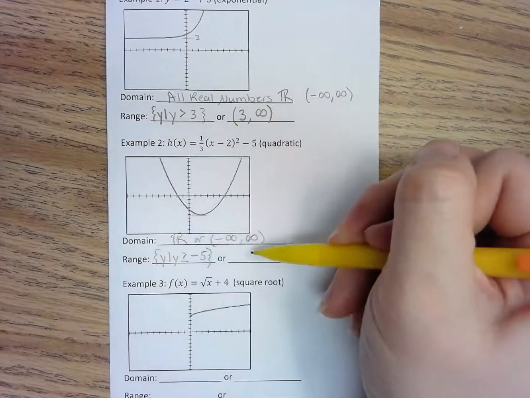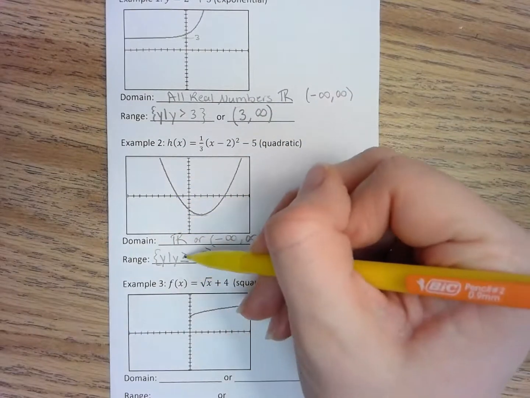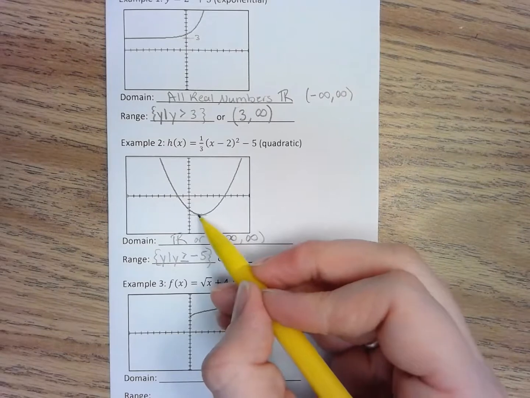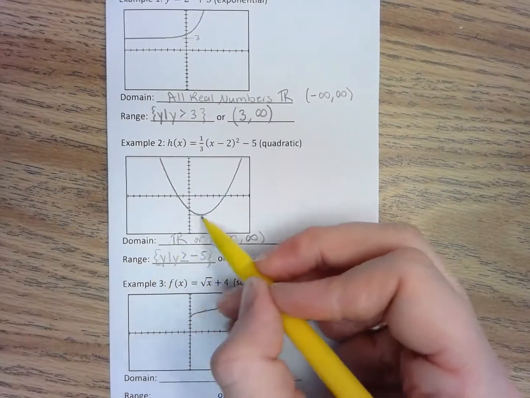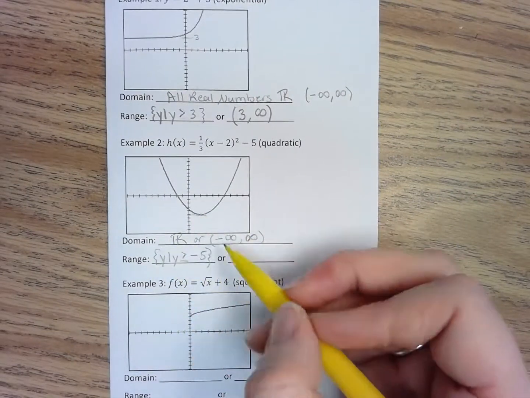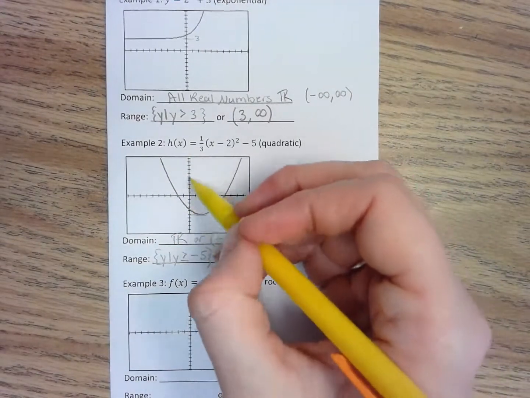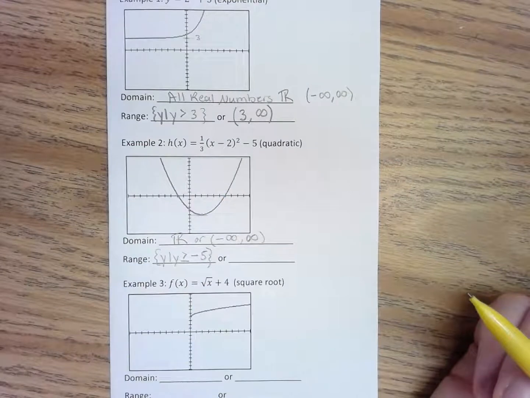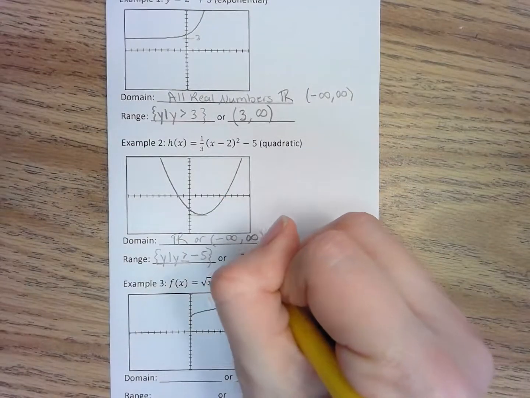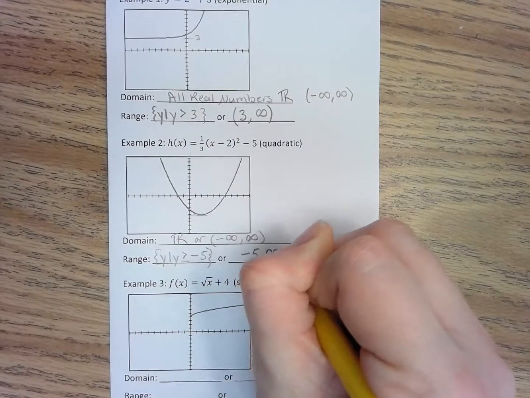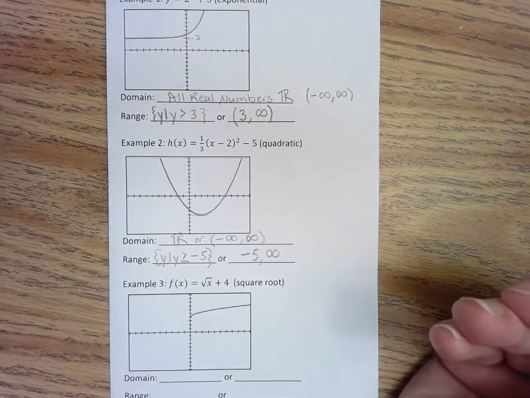If this graph was turned upside down facing the other direction, then that would need to say less than, because those y values would be less than this -5. Ours is greater than because all these y numbers are above, greater than that -5. You could also say -5 to infinity for your interval notation.